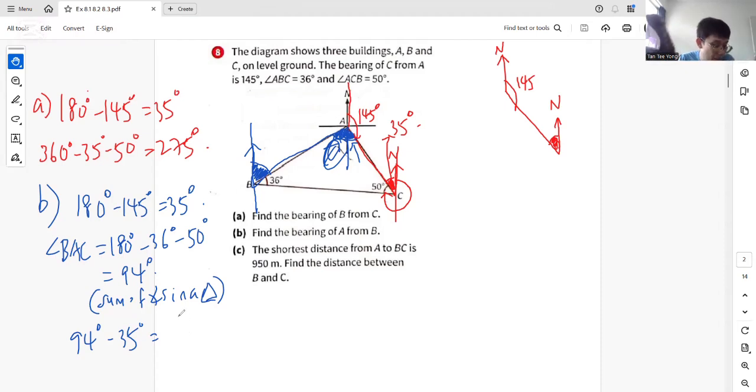This will give us 59 degrees. As we just discussed, this is north, this is north, so alternate angle, this. That means the bearings, so I write a statement.